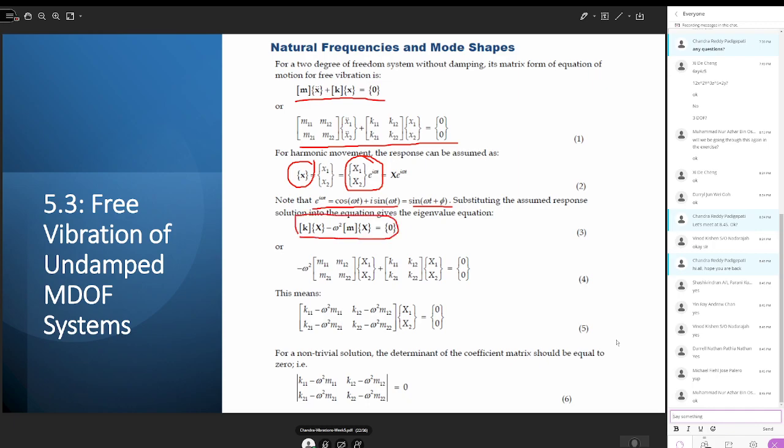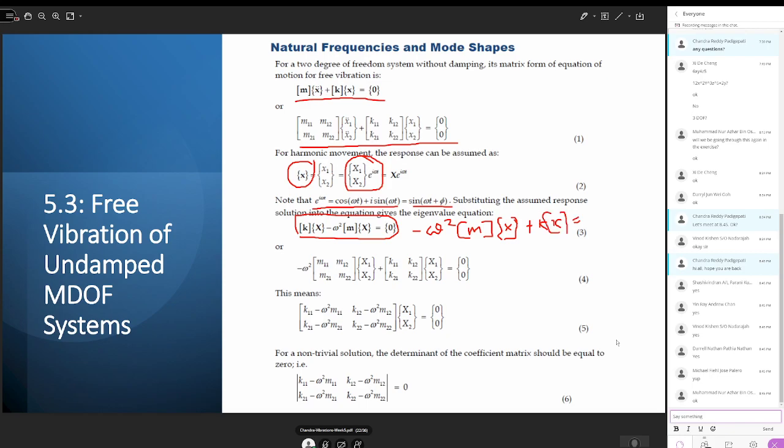Normally we write this as negative omega square times the mass matrix and the displacement, the response, plus kx is equal to 0. So we just replace the terms. So x is again the displacement.